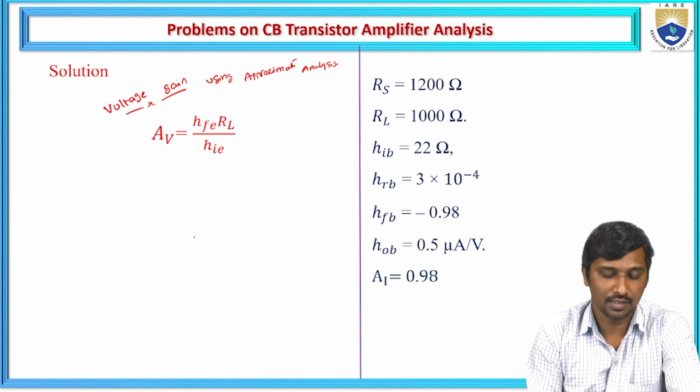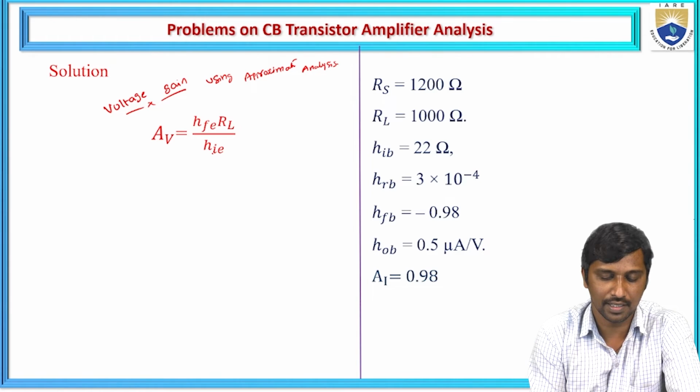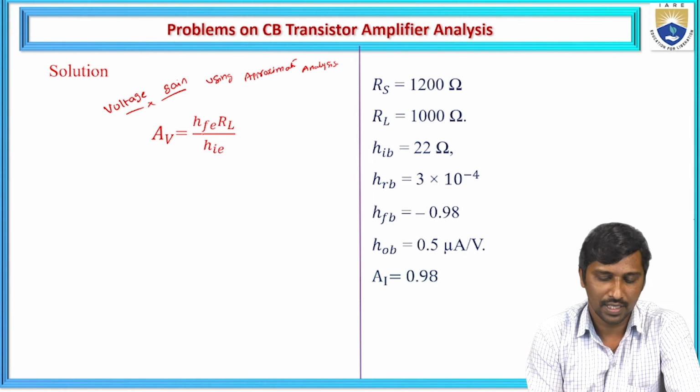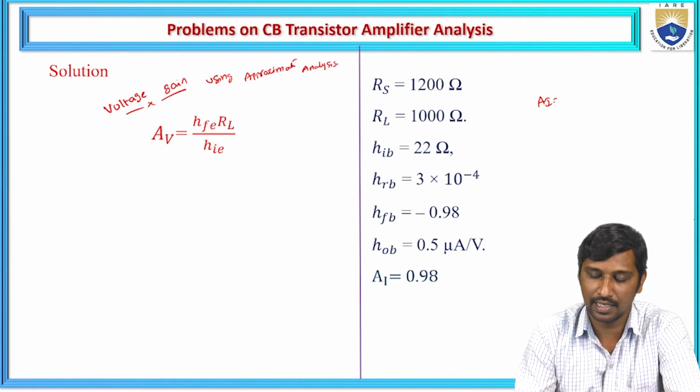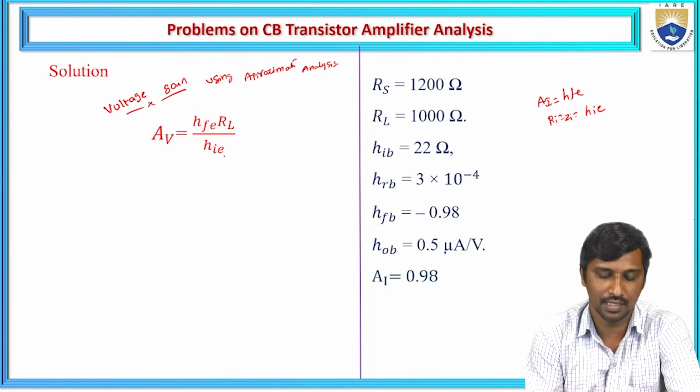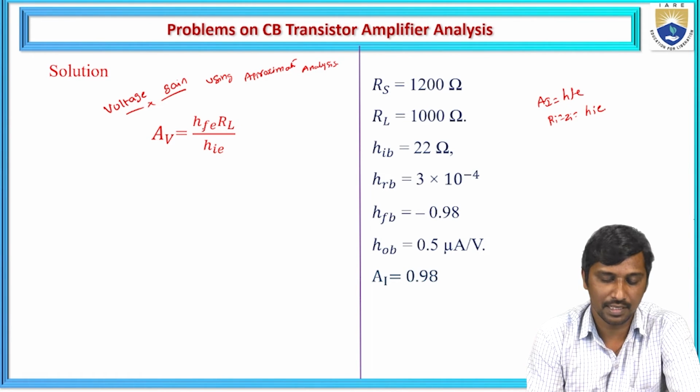Using approximate analysis, AV is represented as HFE times of RL by HIE. So why did we represent it actually as HFE by HIE? In approximate analysis, we observe that AA is equal to HFE, and RI or ZI we also observe is HIE. So that is the reason. Simply, I represented it as HFE times of RL by HIE.